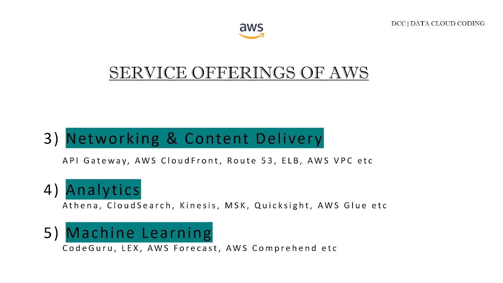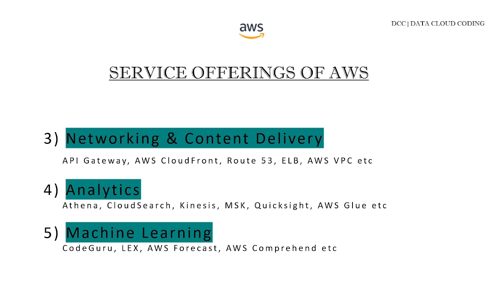Talking about networking and content delivery, we have API Gateway, AWS CloudFront, and Route 53, which is nothing but a DNS service. We have ELB, which is Elastic Load Balancer, and we have AWS VPC, which is Virtual Private Cloud. Coming to analytics, we have loads of services which help with analytics inside of AWS. We have Athena, CloudSearch, Kinesis, and MSK, which is Managed Streaming for Apache Kafka.